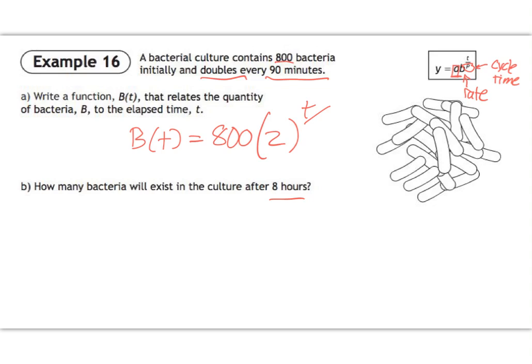After 8 hours, oh man, but that's 90 minutes. So maybe I'll convert 90 minutes to hours to make that a little bit easier. Okay, so now I'm going to do this after 8 hours. We've got 800 times 2 to the 8 divided by 1.5. You can put that in a calculator. That will give you some answer. And that's it.